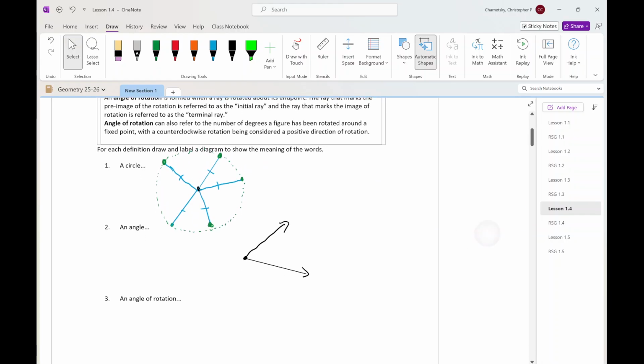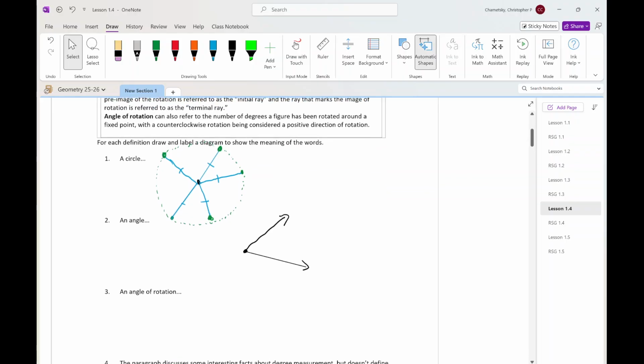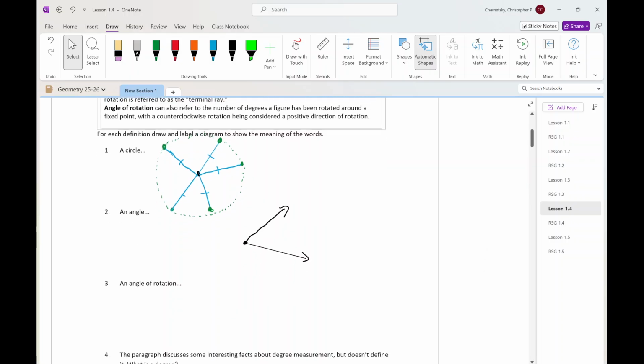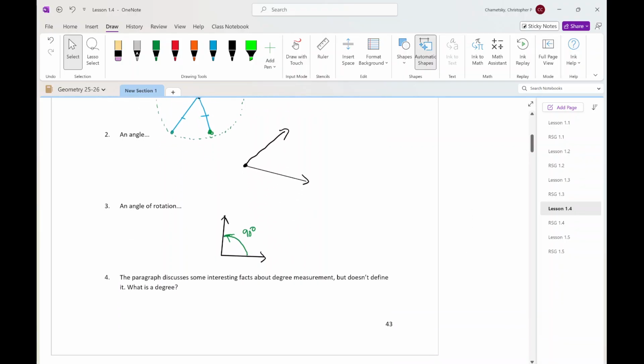An angle of rotation is going to define a certain amount of turn based on the number of degrees. So we do say that going counterclockwise is the default positive motion. So I could take, for example, a 90-degree rotation. Well, here's my 90-degree angle. And we would default positive going counterclockwise. And that would tell us how far to turn.